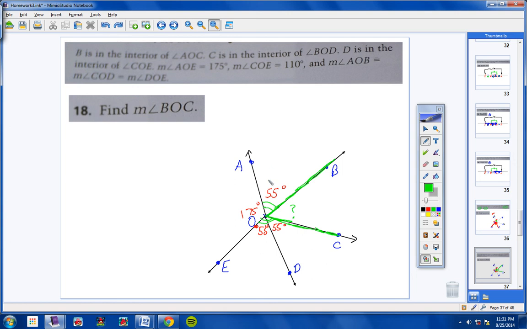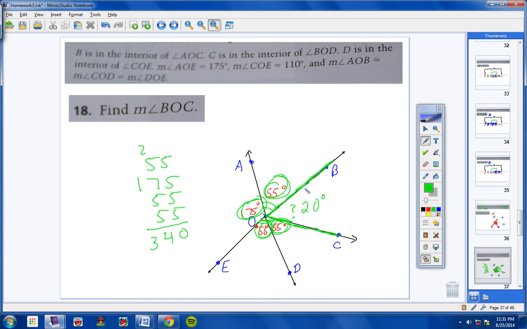So I know this angle right here is 55. I know this angle here is 175. I know this angle is 55. And I know this angle here is 55. So if I add all of those up, I get 340 degrees. So if all of these four known angles add up to 340, and I need 360 to go all the way around, then this missing angle right here must be 20 degrees.